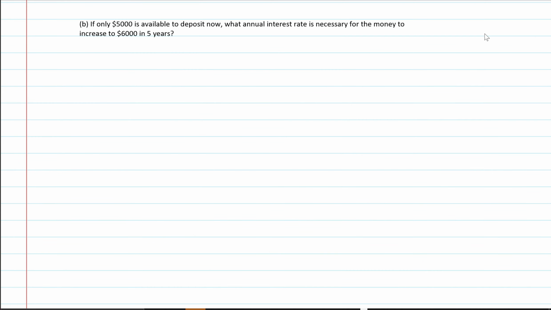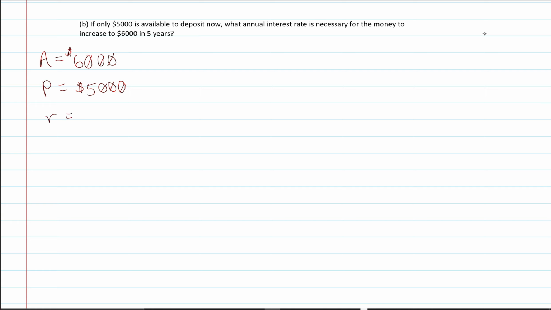Part B of the problem says if only $5,000 is available to deposit right now, what annual interest rate is necessary for the money to increase to 6,000 in just 5 years? All right, so again, what I'm going to do is write down all the variables and see what we have. So we have A is 6,000, that future worth that she needs, $6,000. Our P is 5,000 because that's all she has to invest right now, just a flat amount of 5,000 bucks.